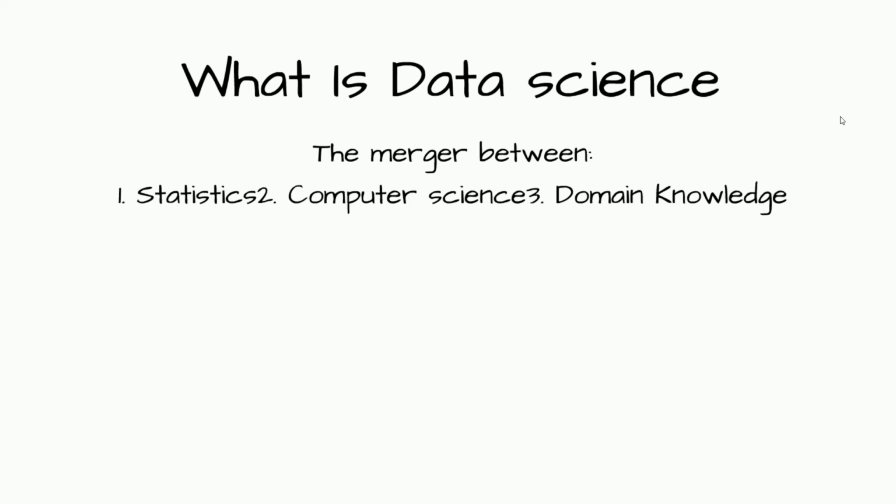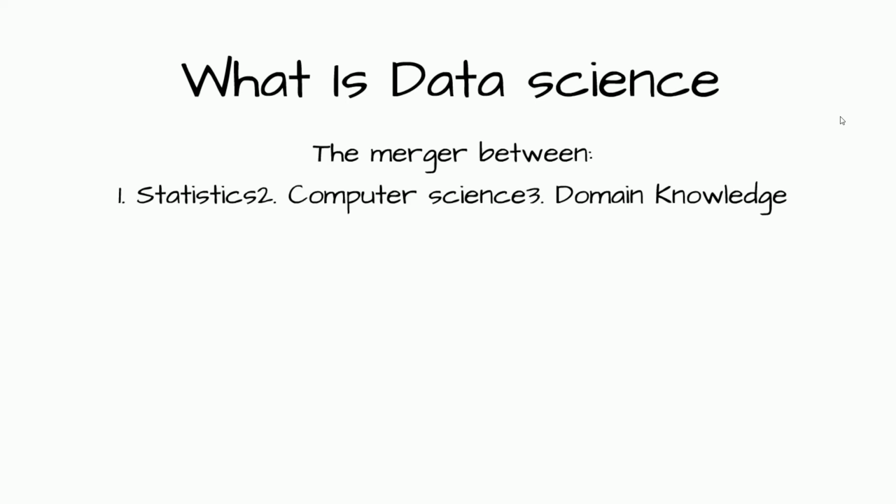So what basically is a data scientist? A data scientist is a merger of three qualities. The first is statistics. You don't have to know everything, just the basics of statistics, and that's all you need. Second, computer science. If you are good at a language like Java, C++ or C#, you are a perfect candidate. But if you don't know, don't worry about that. We'll cover that in this series.